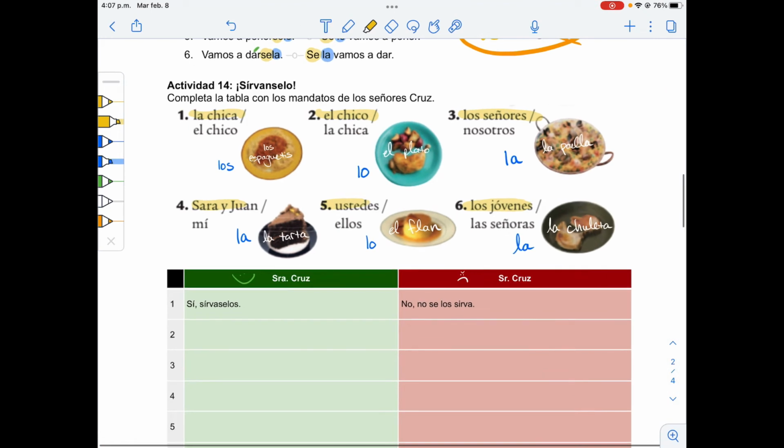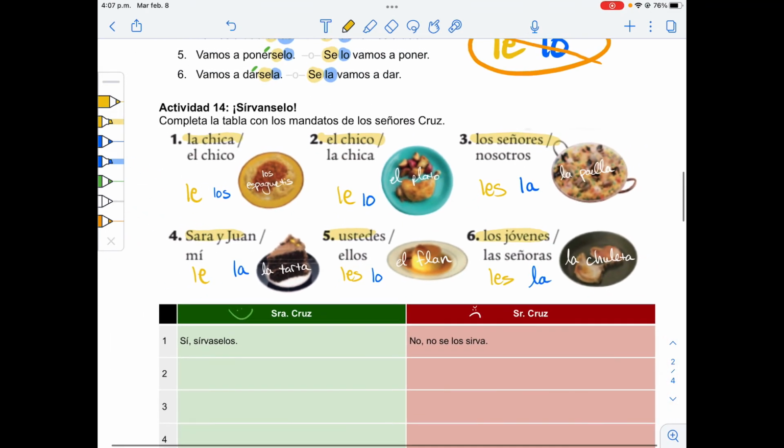Okay, here we go. So, la chica is going to give us le, el chico, le, los señores, les, sorry, Juan, le, ustedes, les, los jóvenes, les, man, what a struggle today. But those will all be se situations because we got to lay low, lay low, lay low, guys. Okay, so it would be se los, se lo, se la, se la, se lo, se la, boom.